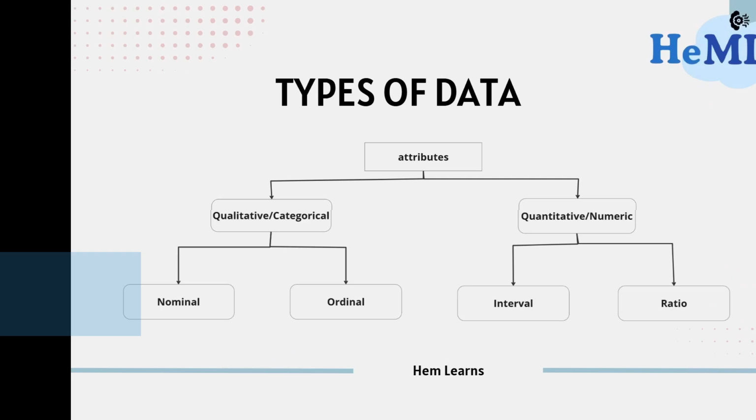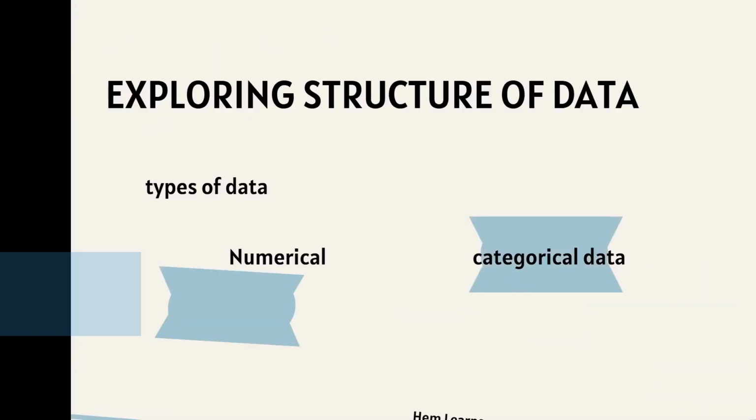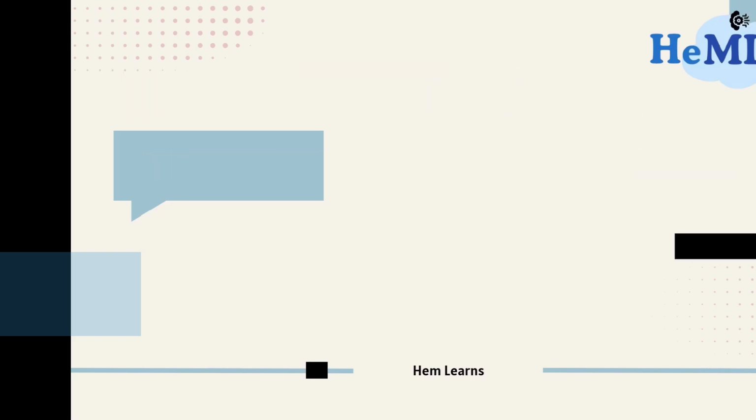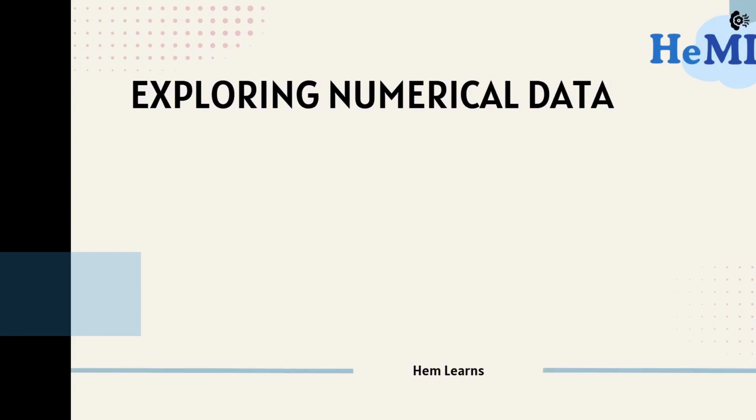Exploring structure of data, numerical versus categorical. Most datasets contain a mix of numerical and categorical values. Numerical values are measurable, while categorical values represent labels or categories. Understanding them helps us to choose the right preprocessing steps.